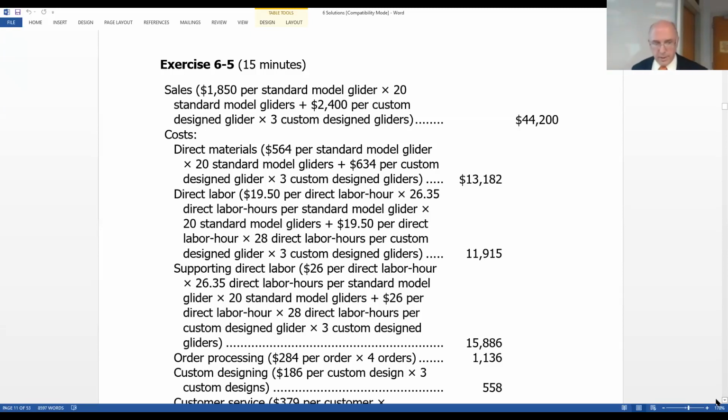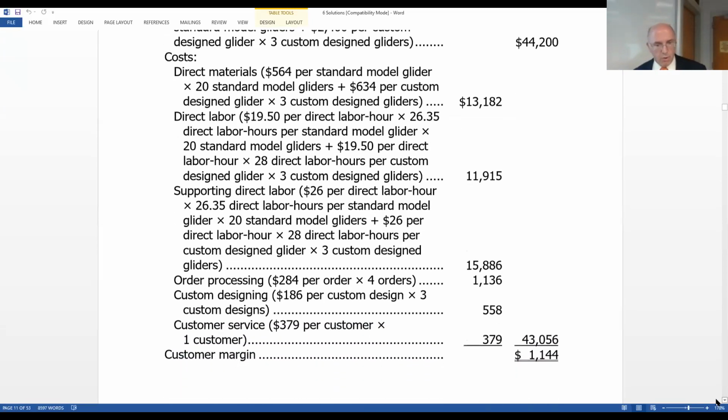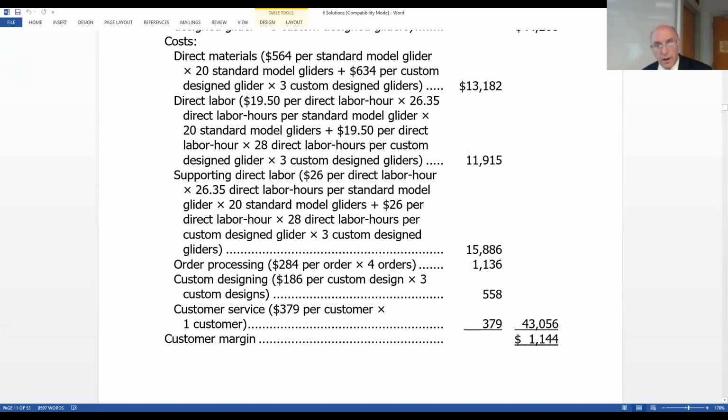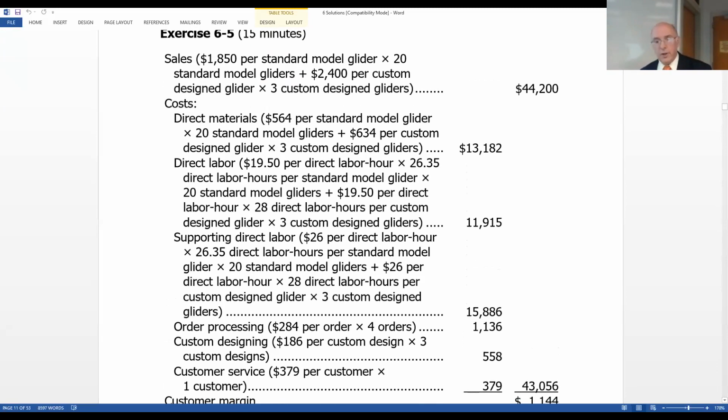There's so much good stuff here, we can't get it all on the same screen. So let's scroll up a bit. So the customer margin, in other words, it's a profitable company because it's a positive bottom line, $1,144. So the question is, how profitable is that company? Yeah, divide the bottom line by the top line. 1,144, and the top line is 44,200.